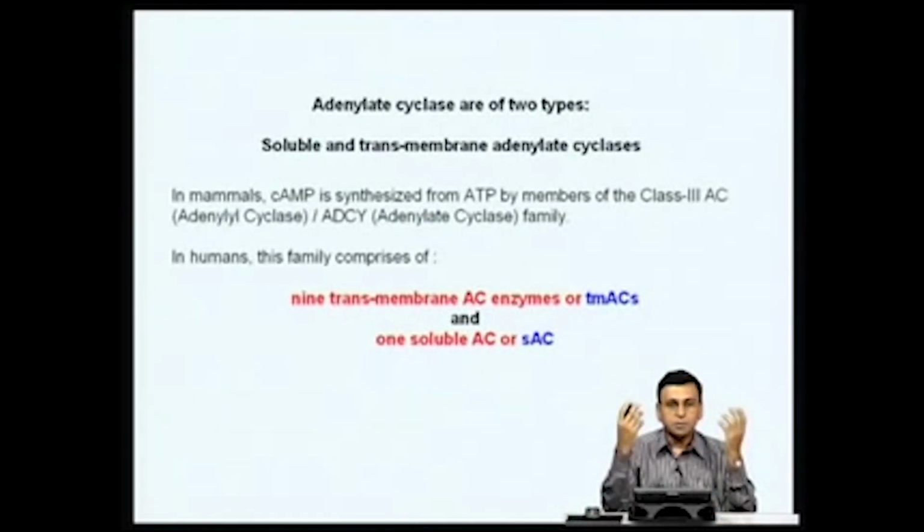There are basically two types of adenylyl cyclases. In the previous class we discussed the membrane bound adenylyl cyclases, known as the transmembrane adenylyl cyclases. There are also what are known as the soluble adenylyl cyclases, and in humans there are about 9 transmembrane adenylyl cyclases or TMACs and 1 soluble adenylyl cyclase or SAC. Now, what do they do?